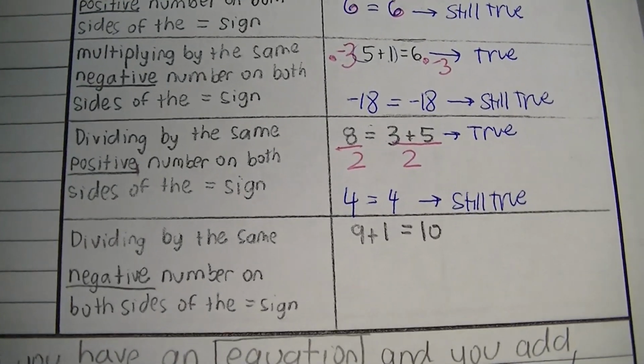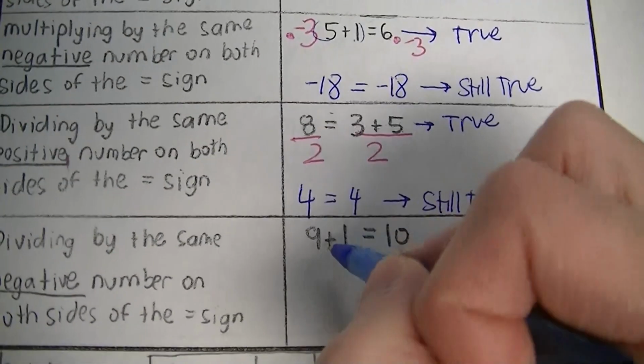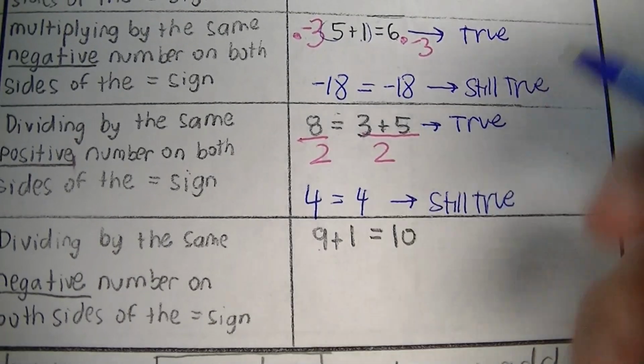All right, dividing by the same negative number on both sides. So let's go ahead and examine this equation. Is it true? 9 plus 1 is 10. 10 equals 10. So yeah, that's true.